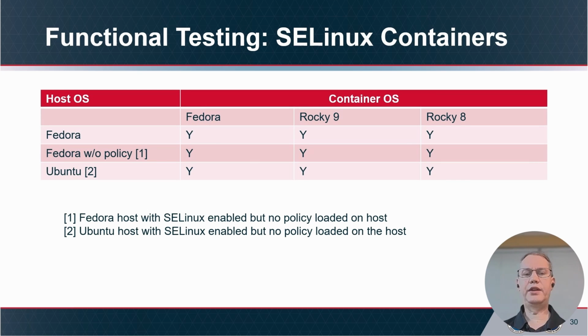Going beyond simply running the SELinux kernel test suite, we've also conducted some basic testing of booting SELinux enabled and enforcing containers on multiple different host operating systems and configurations. In particular, thus far, we have successfully tested Fedora, Rocky 8, and Rocky 9 container operating systems, running on both Fedora and Ubuntu host operating systems, where the host operating system may either be enforcing its own policy or may have no SELinux policy loaded at all.